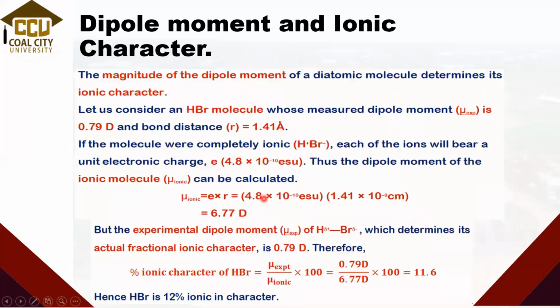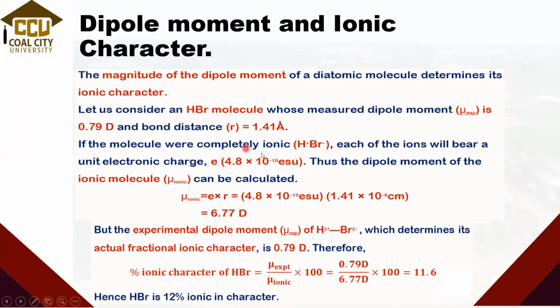So, dipole moment and ionic character. The magnitude of the dipole moment of a diatomic molecule determines its ionic character. So I can determine ionic character by knowing the magnitude of the dipole moment of a diatomic molecule. Let's consider the hydrogen bromide molecule, whose measured dipole moment, mu experiment, is 0.79 D and the bond distance is 1.41 Angstrom. Don't forget, an Angstrom is 10 raised to power minus 10 meters.